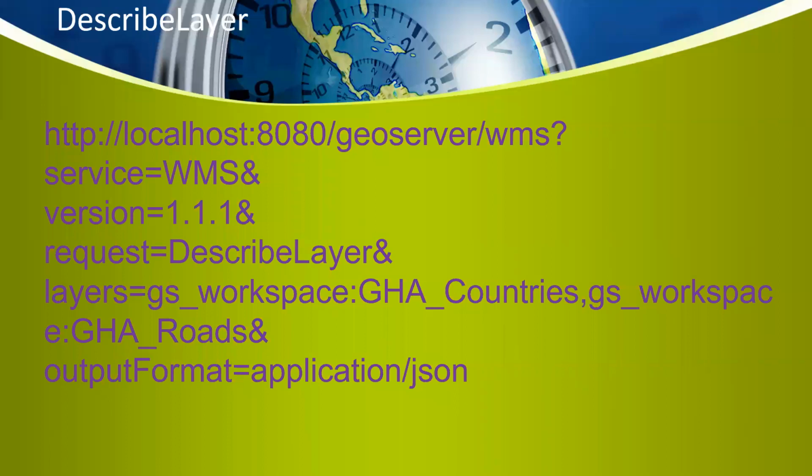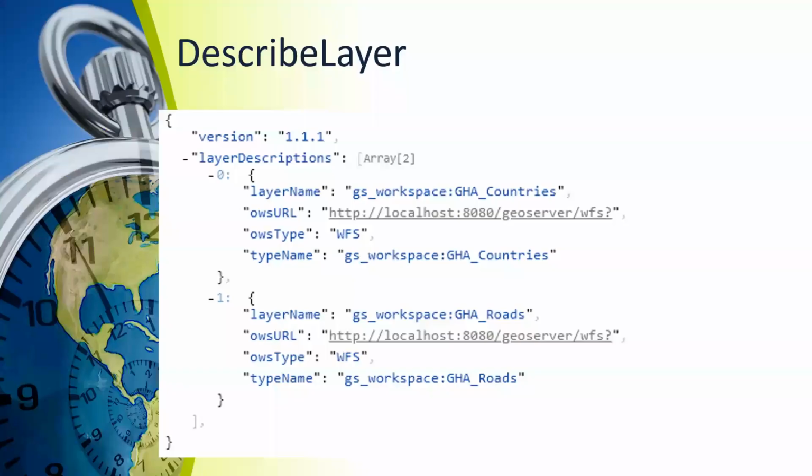So this JSON, the bigger the feature, especially if it's a polygon, it represents each point in that border of the polygon or the boundary of the polygon. So it may tend to be very big, especially for a polygon. So this is an example of the describe layer.